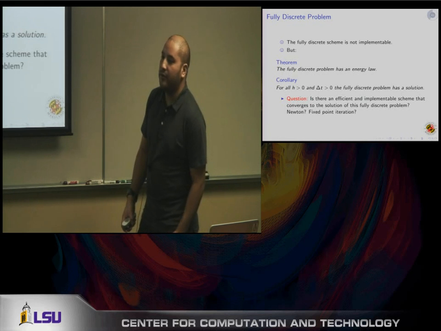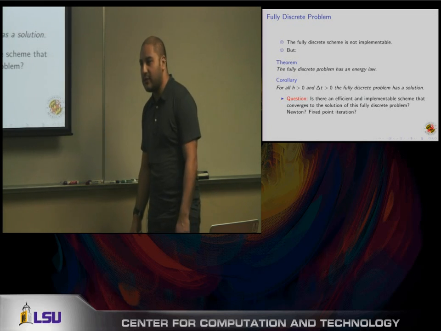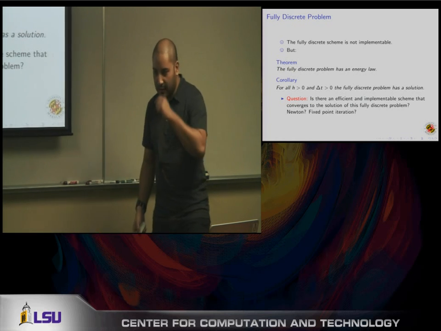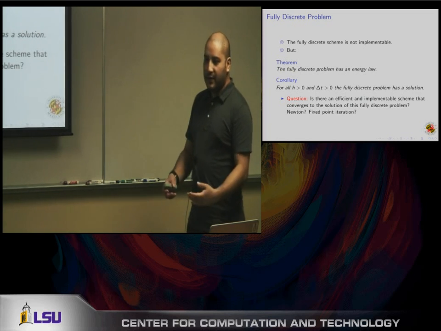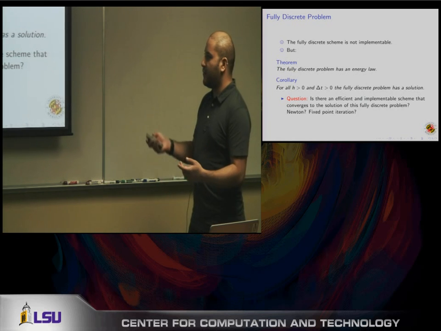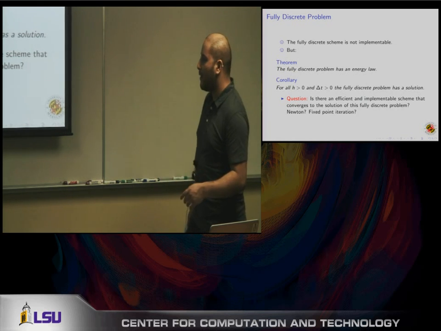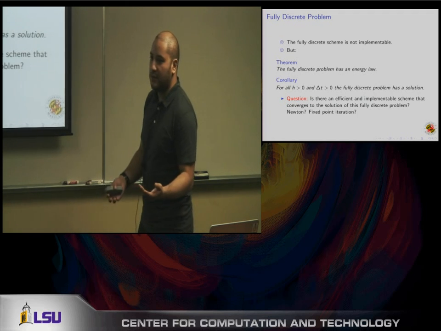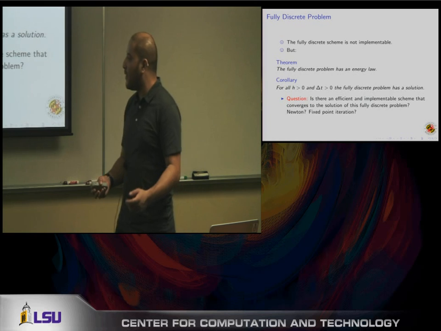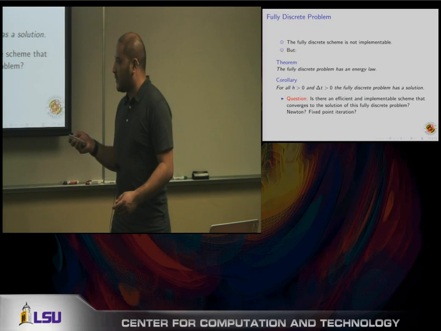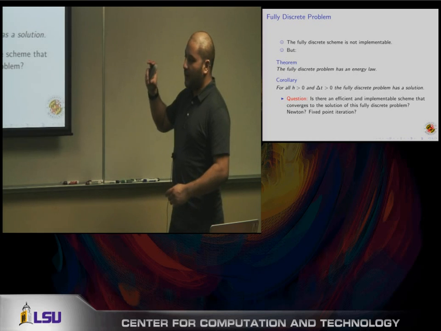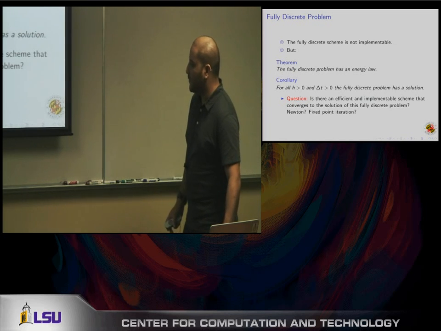Of course, we do not know yet how to compute these solutions. So we would like, and that's what this question is about, to have an efficient and implementable scheme that converges to the solution of this fully discrete problem. It's a nonlinear problem, so the first thing to think about would be some type of Newton or fixed point iteration. Later, I will try to give a partial answer to this, at least for a piece of this full problem.